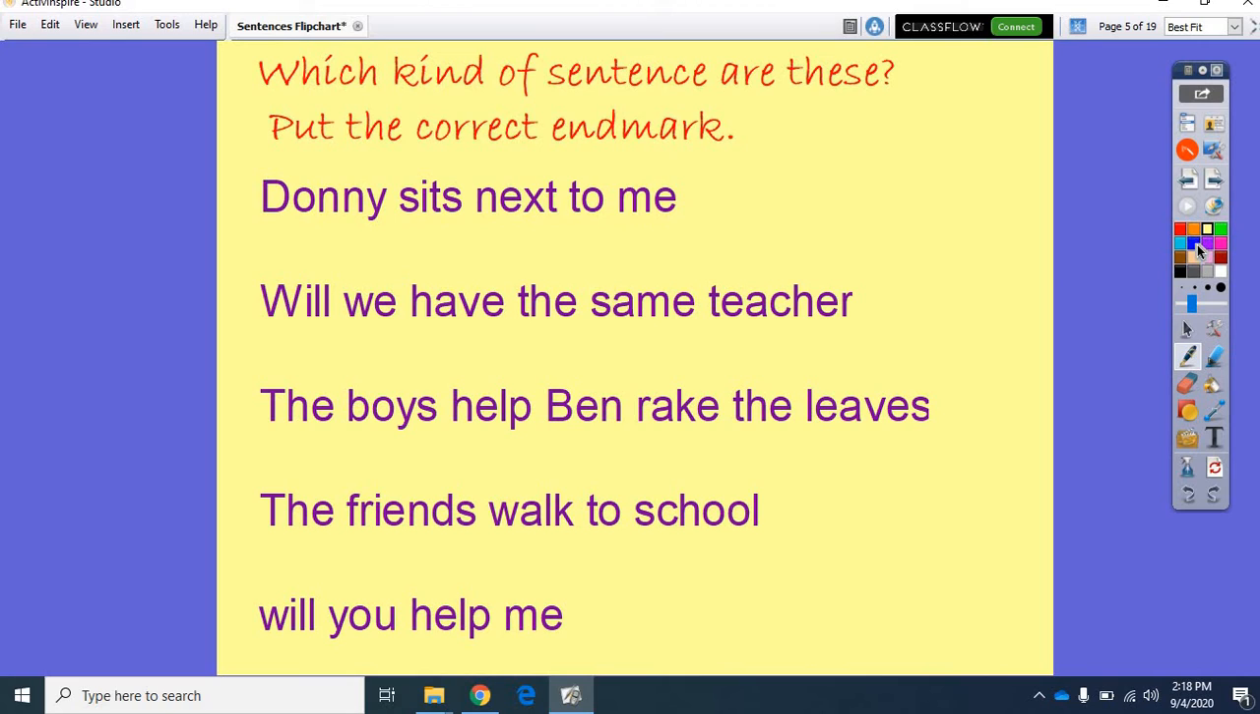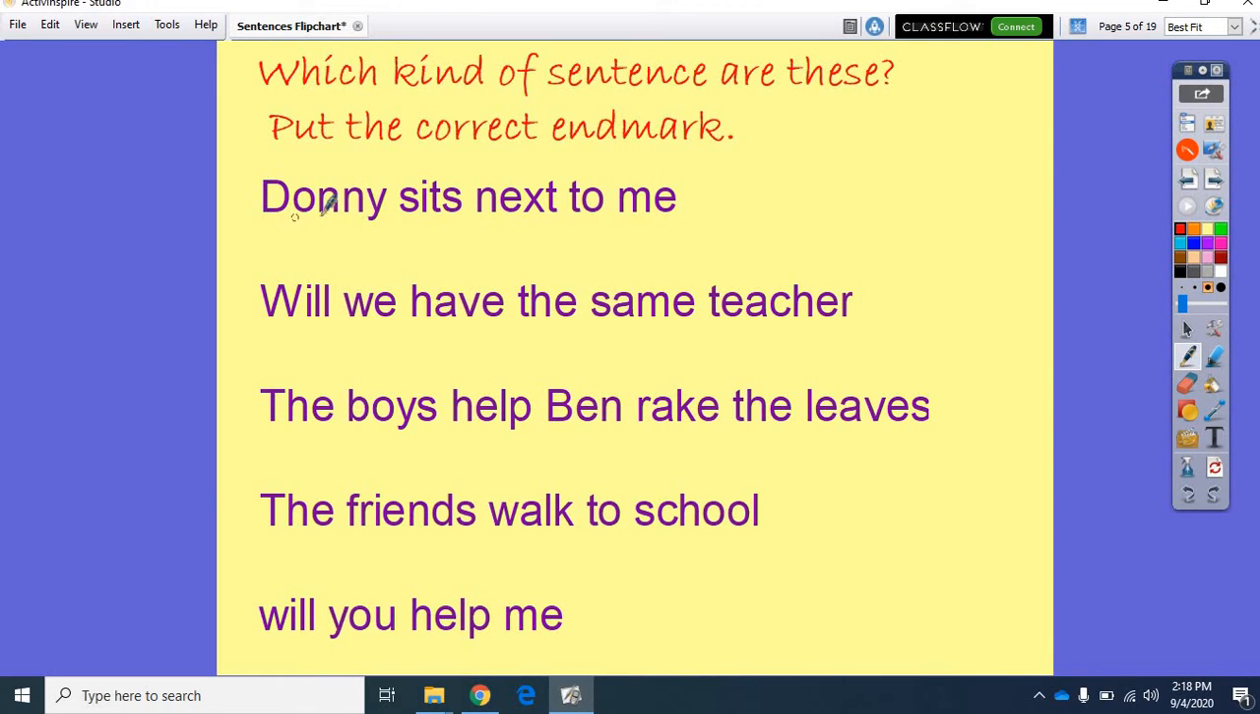All right, it says, which kind of sentence are these? Put the correct end mark. So we're going to have to think. Are these going to be statements or questions? And what kind of an end mark would we put there?